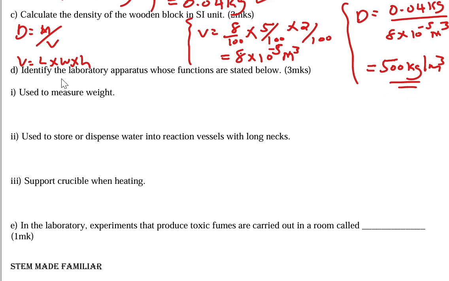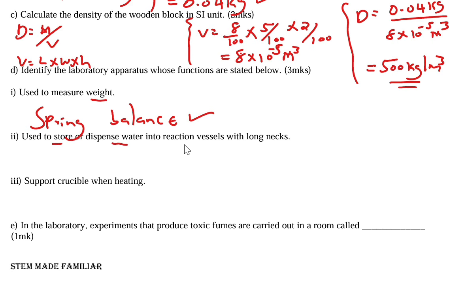Identify the laboratory apparatus whose functions are stated below. Used to measure weight. For measuring weight, we use what we call a spring balance. So we use a spring balance. Part 2, Roman 2, used to store or dispense water.